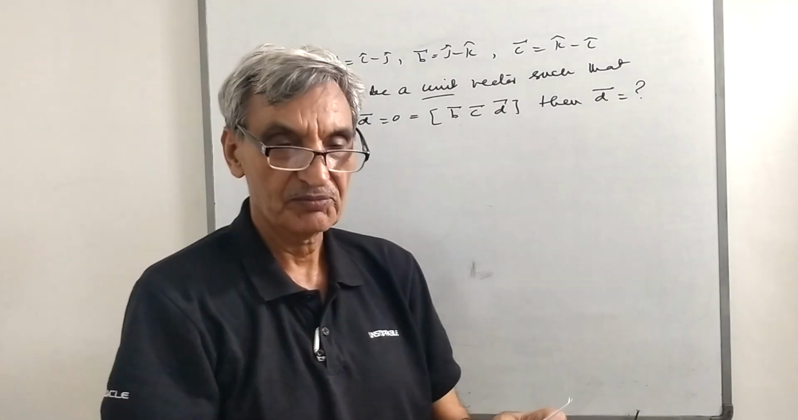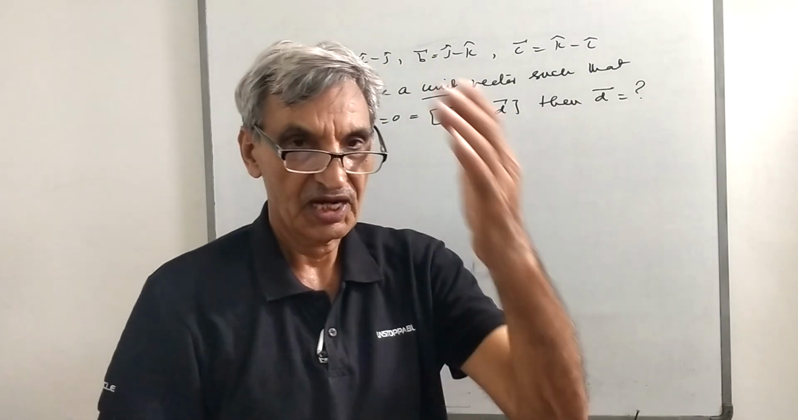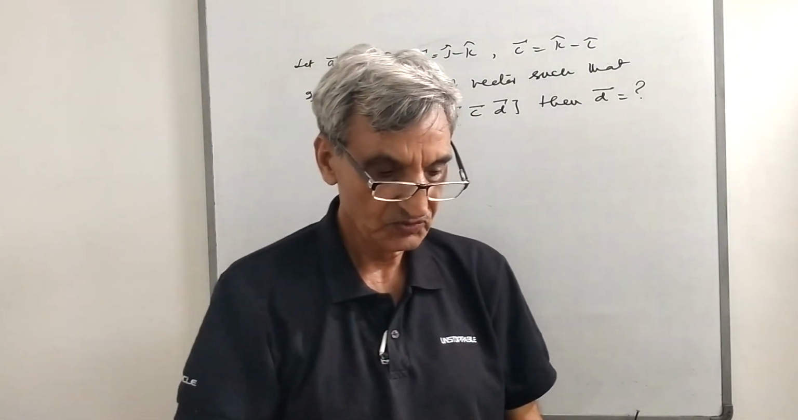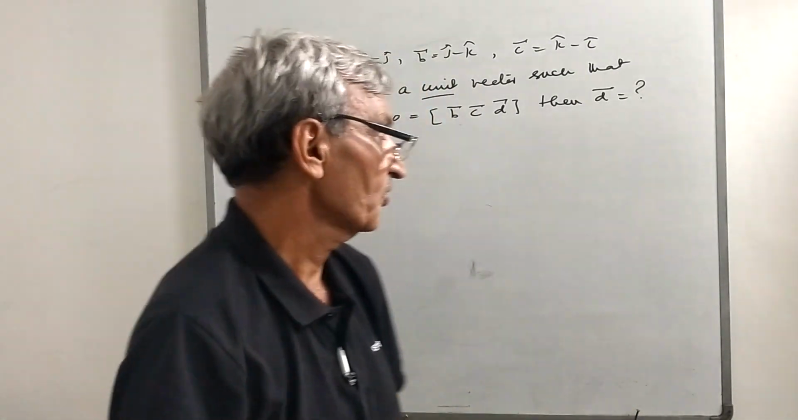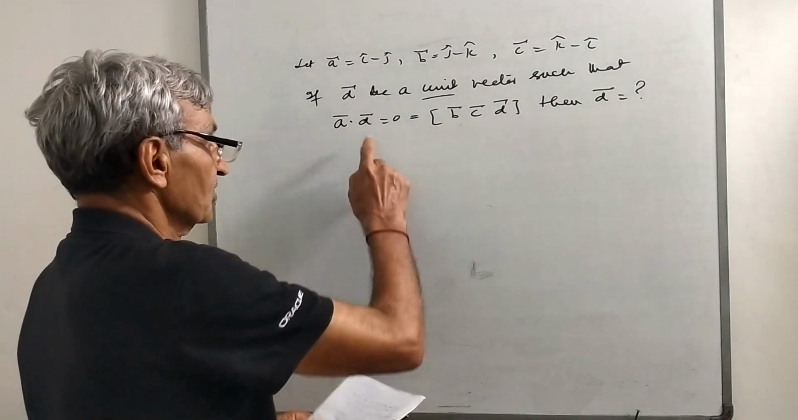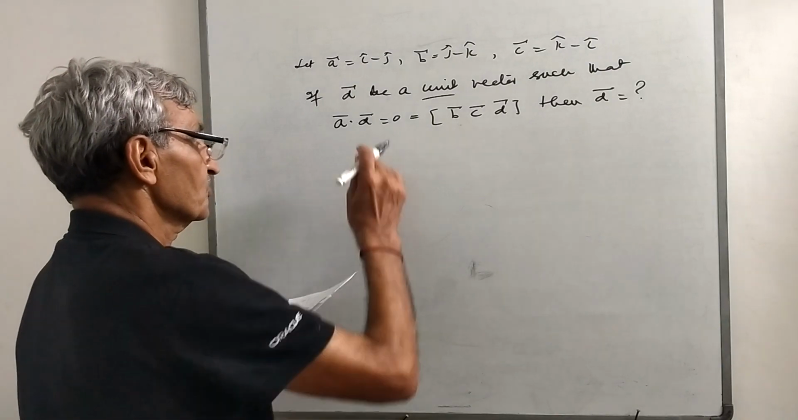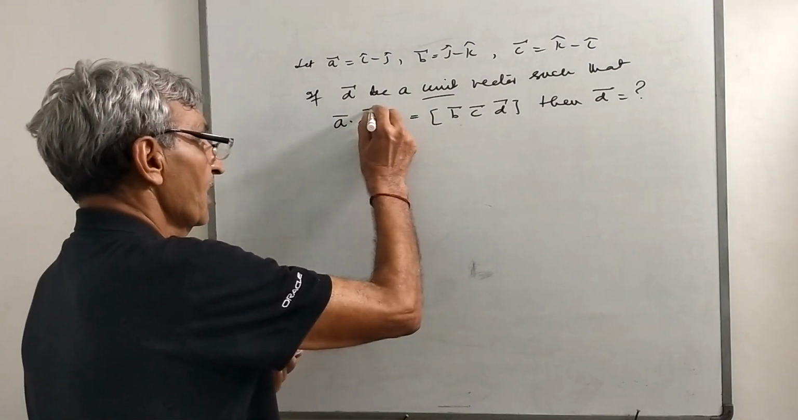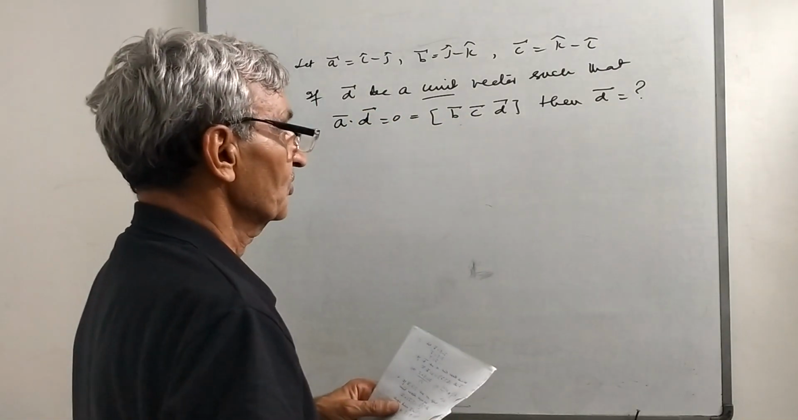I am not taking the help of the options. I am doing this question directly. D is a unit vector such that A dot D is equal to 0, and [B C D] is also equal to 0.